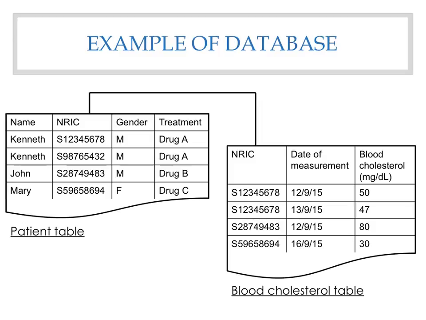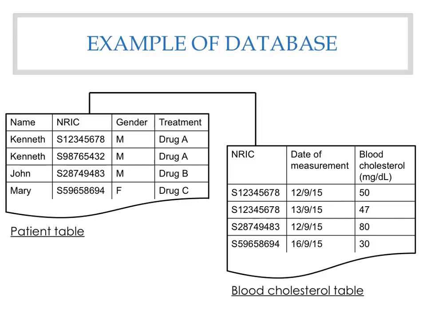Let's take a look at an example. This is a simple relational database which has two tables. A table that contains the patient information and also another table containing the information about the blood cholesterol of each person measured at a specific date.